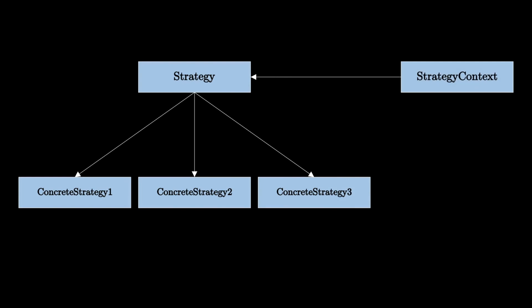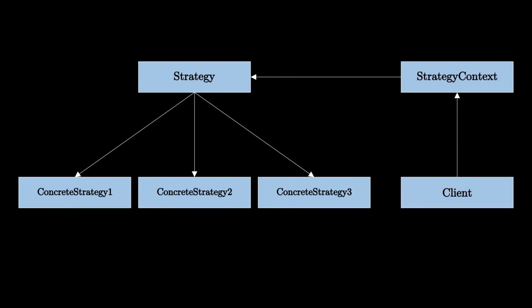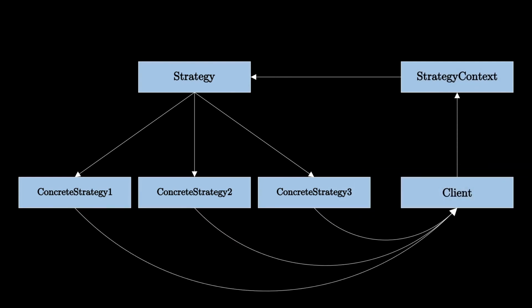The client will simply select the specific strategy it needs and will talk to the StrategyContext to execute it. As you can see, the client code and the concrete strategies are completely decoupled, so they can be developed independently without affecting each other. That's the biggest advantage of that design pattern. Let's take a look at an example to see how this works.